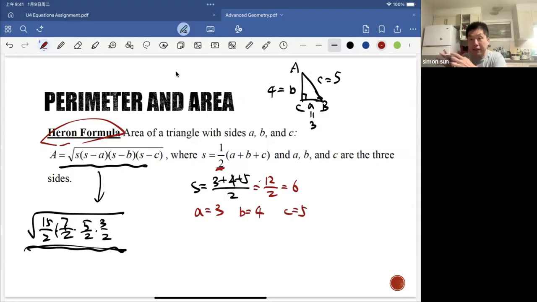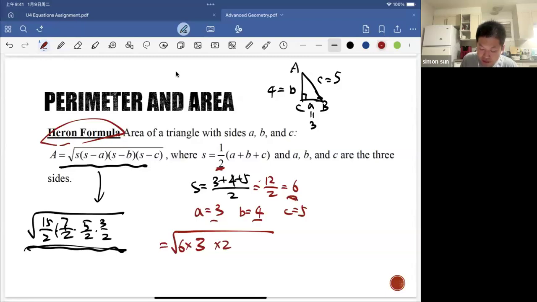So you're actually using S times the difference between S and A, times the difference between S and B, and times the difference between S and C. That equals 6 times the difference between S and A, which is 3. S and B will be 2. S and C will be 1. What do we have inside the square root? 6 times 6. The square root of 36 is equal to 6. This is how we use Heron's formula to calculate the area of this right triangle.